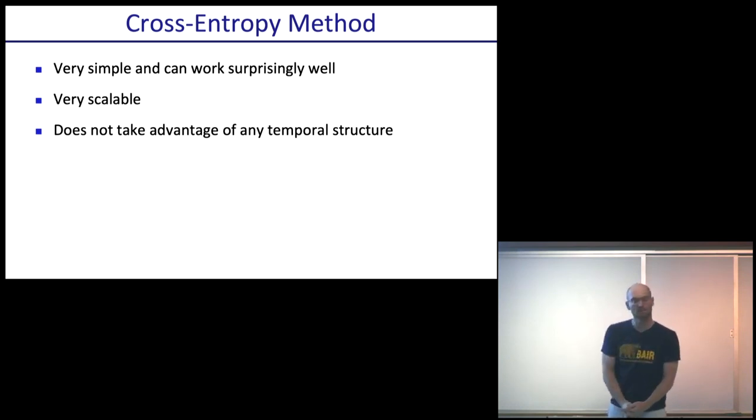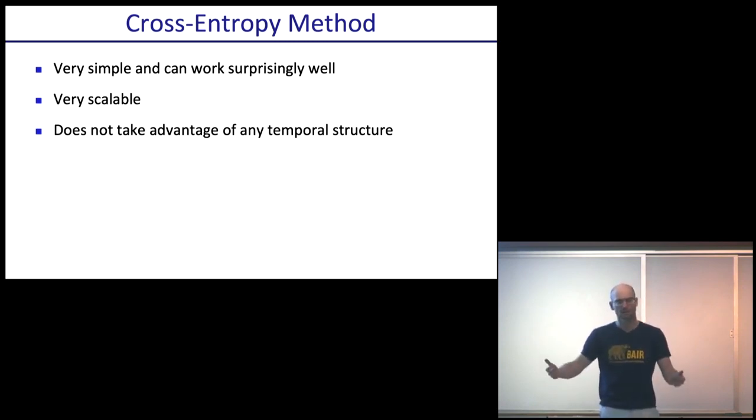Cross-entropy is very simple. It can work surprisingly well. It's very scalable, because what I just described is very parallelizable. It's 100% parallelizable, which is really nice. If you look at the experiments with the cross-entropy method, the scaling is essentially linear, meaning that as you increase the number of machines you run it on, you linearly speed up the number of evaluations you can do, and the speed at which you get to your results.